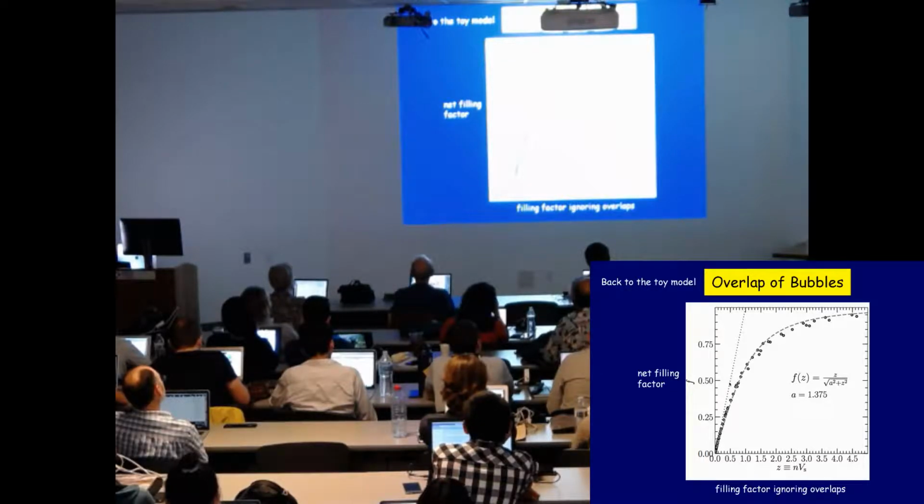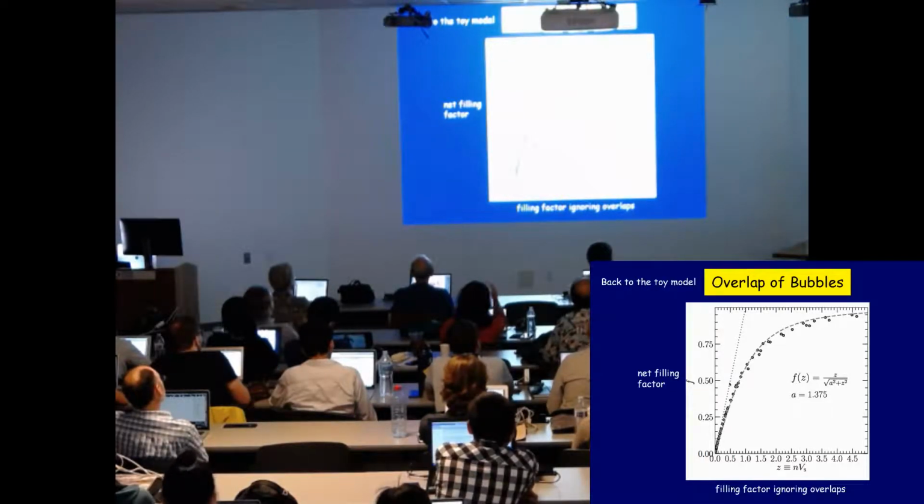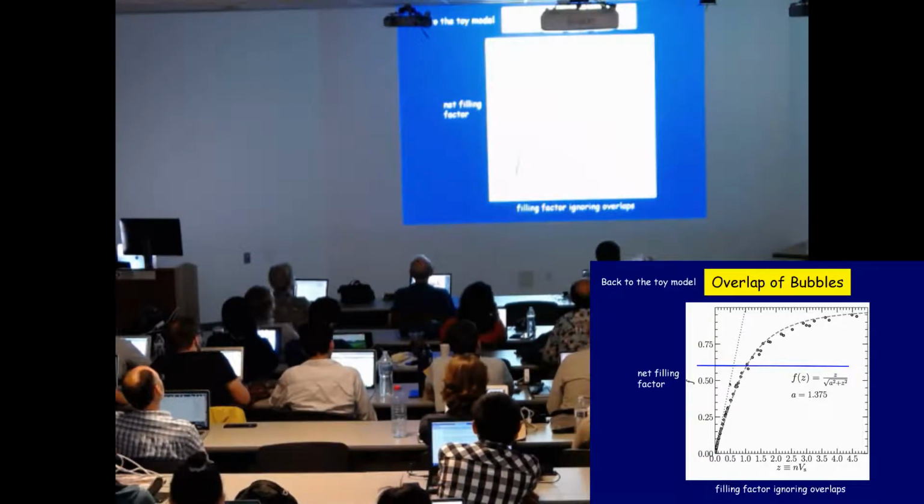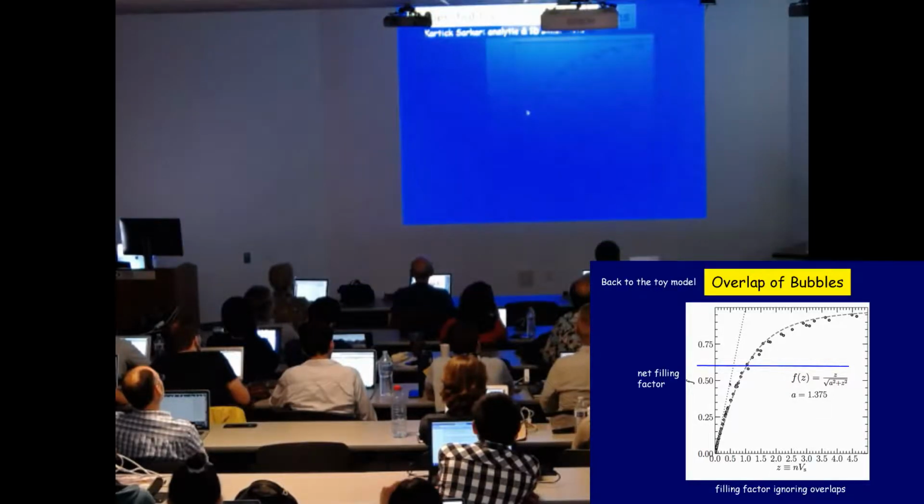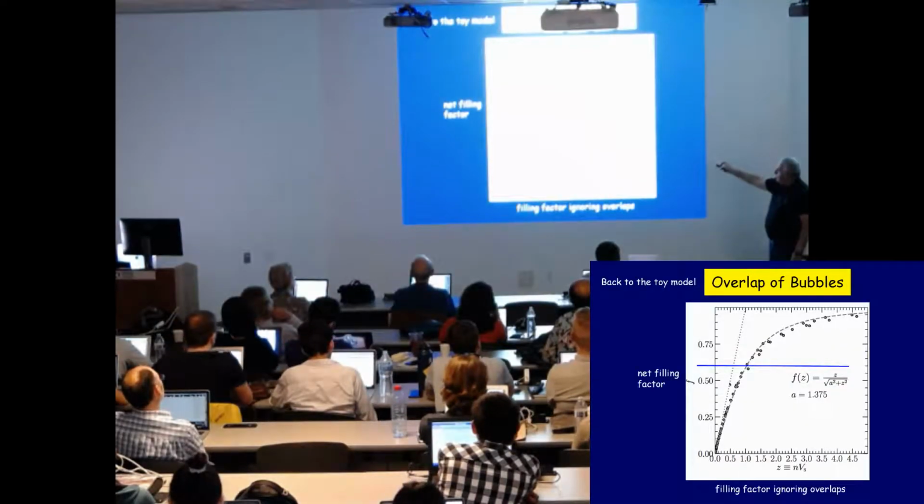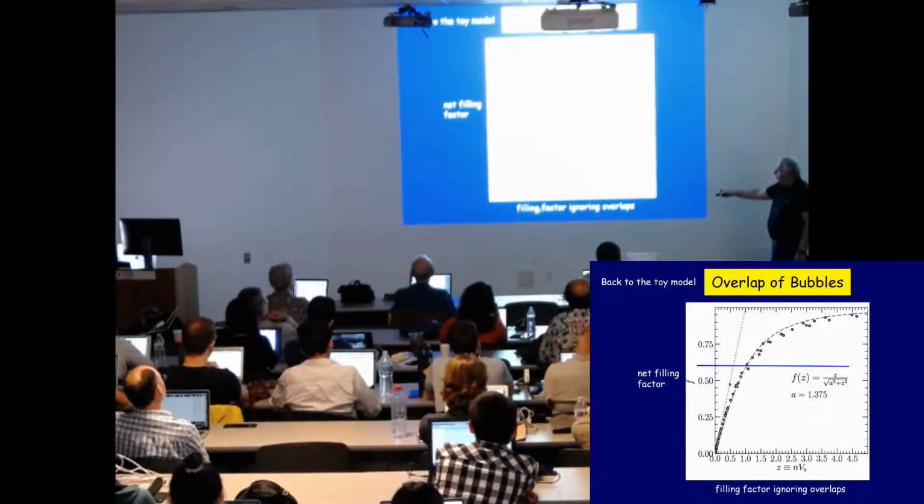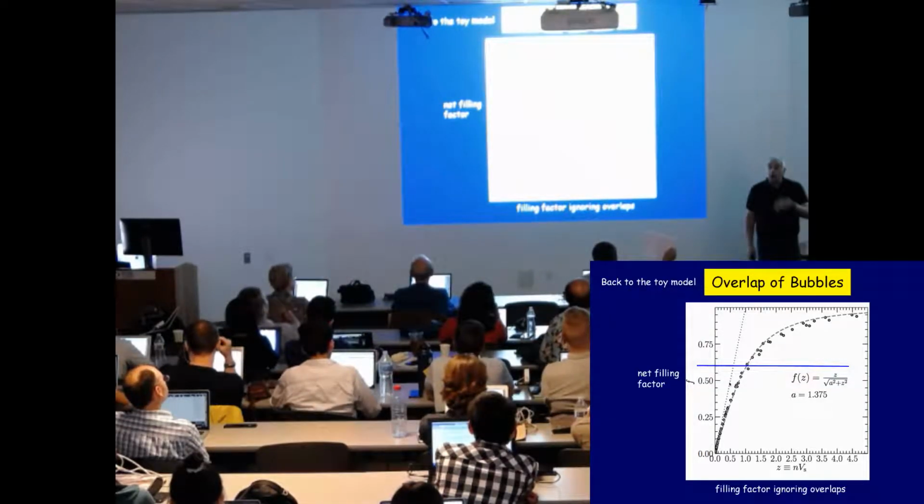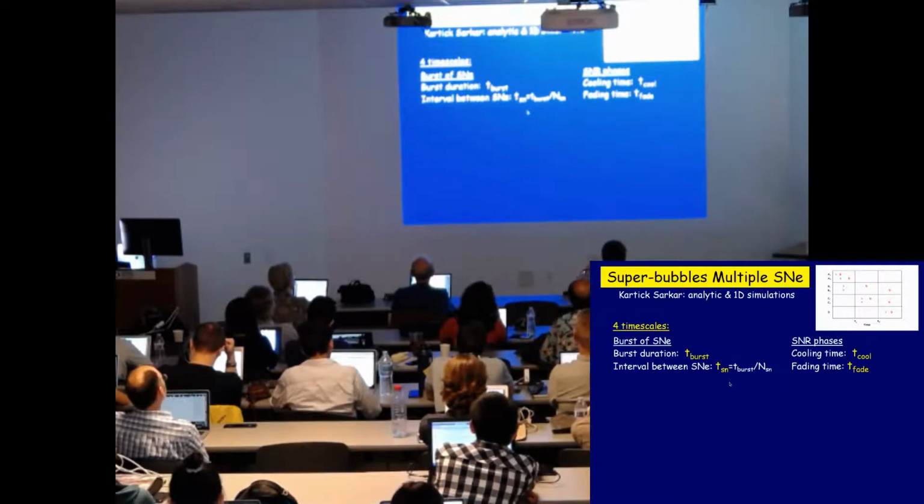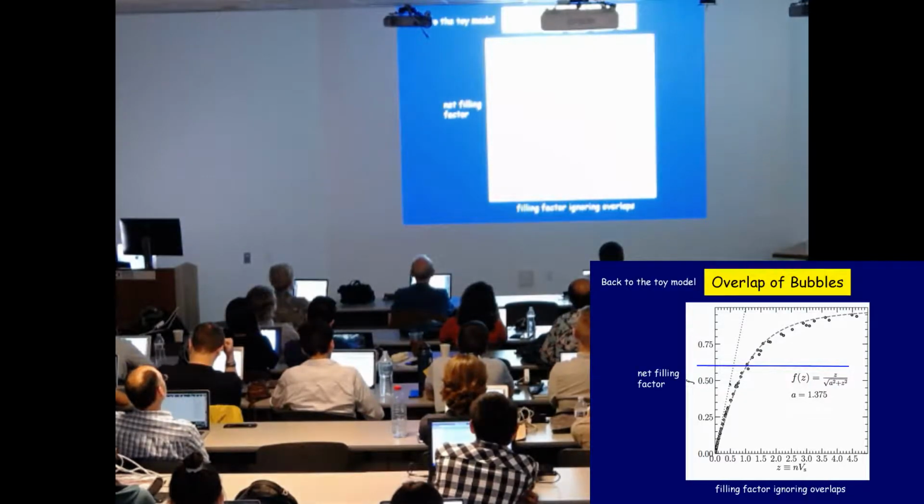Z is this quantity here, and A is just a number. And you see that below 0.5, it's not so much. At 0.6, there is some ratio between the net filling factor and the one ignoring overlap. You can apply these corrections.